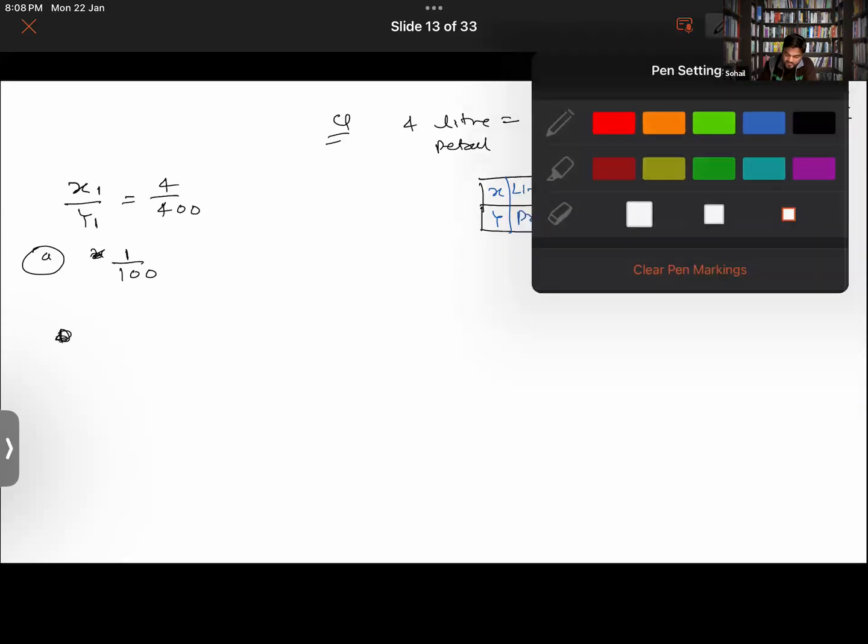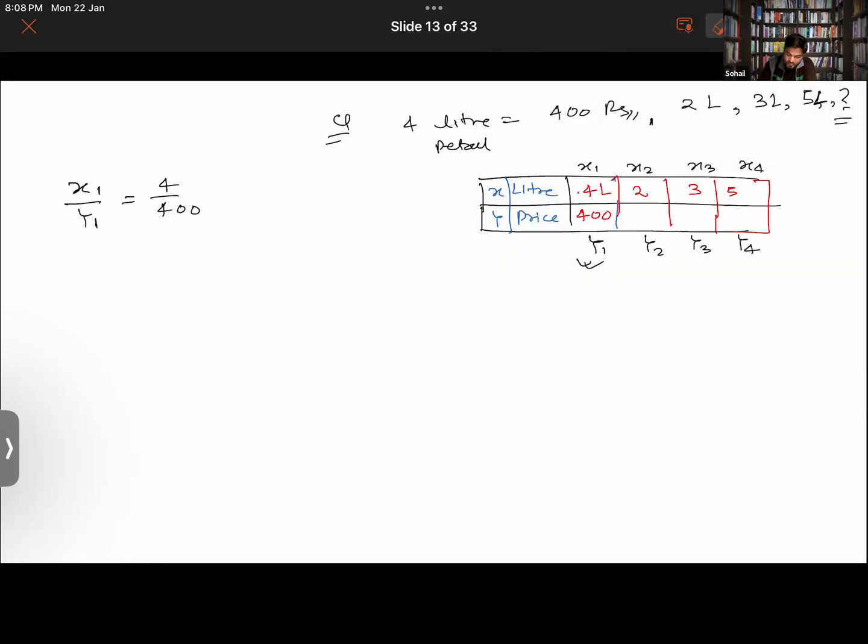Let's write it in terms of variables. Now x2 upon y2. In order to find it, you have to equate it to this ratio also. So we can simply write it as x1 upon y1 equals x2 upon y2. When you solve it, 4 upon 400, x2 is how much? 200. So you will obviously be getting 200.